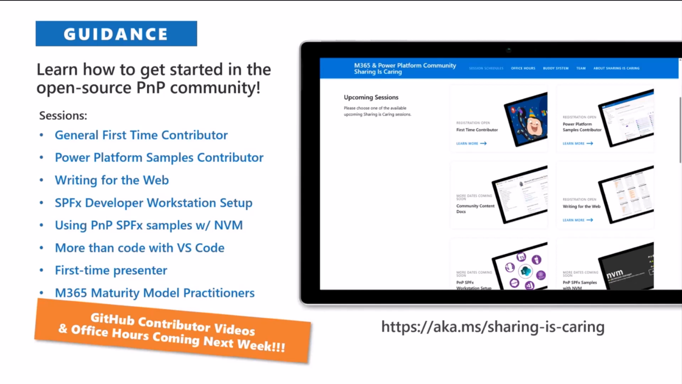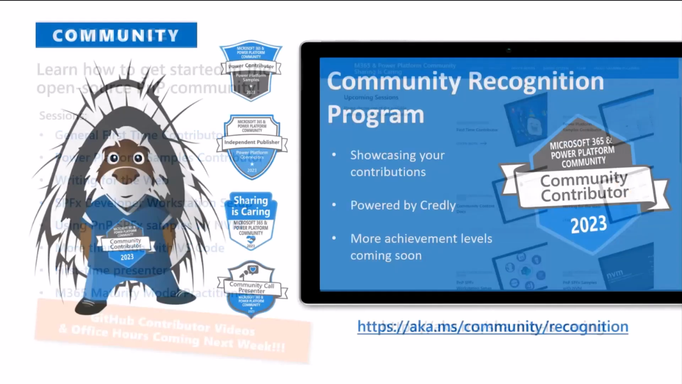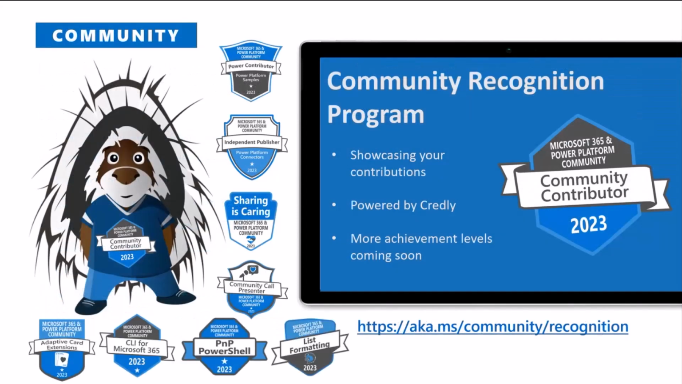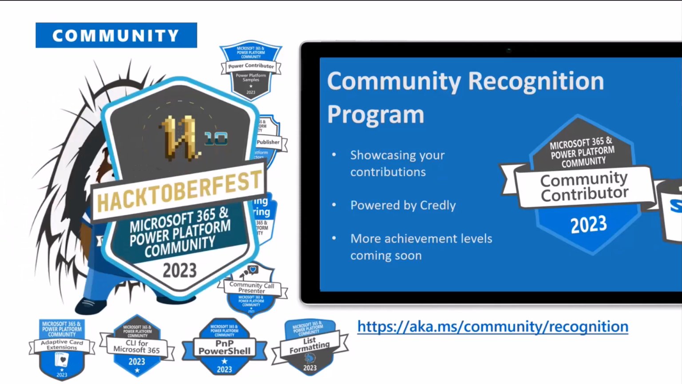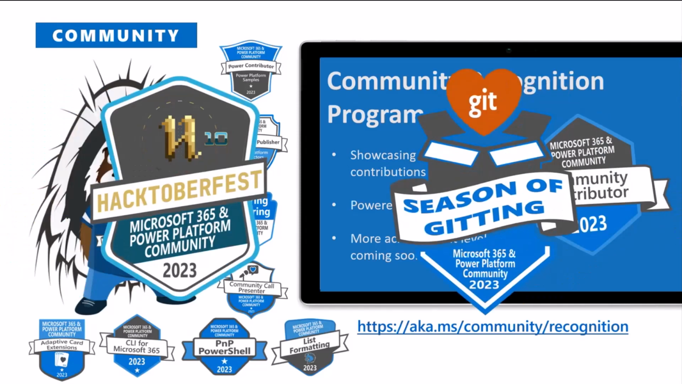Now, once you have contributed, though, we want to recognize you for all the work that you're doing. So if we move to the next slide, we will talk about our recognition program. This is a program that's powered by Credly. It's showcasing your contributions. We've got all of our 2023 badges available and more coming soon. In fact, we just finished Oktoberfest. It wrapped up, and we're moving into the season of Giving. So plenty of opportunity. The next 2 months, you've got an opportunity to get that season of Giving.